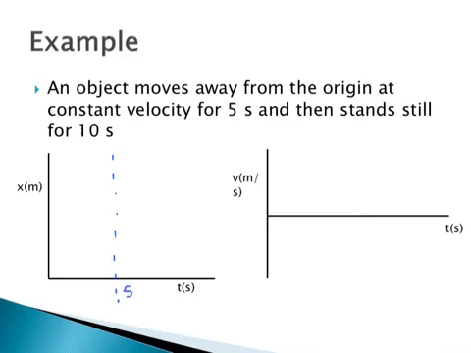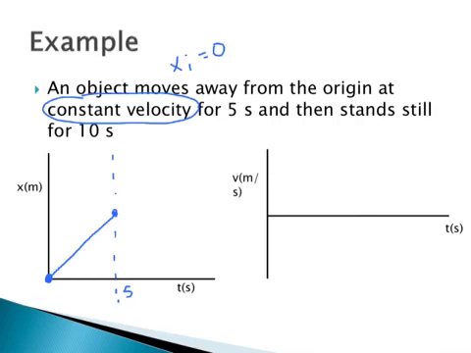It says the object moves away from the origin at constant velocity for 5 seconds. In this case, since I'm not told what x initial is, I'm going to assume it's 0. I'm going to assume, because I'm moving away from the origin, that I start at the origin. It should make sense. If you start at the origin and you walk away from it, you're obviously going to move away from it in the positive direction. So here I move away at a constant velocity, and constant velocity I have to show with a straight line. So I'm moving away from the origin at constant velocity until I reach this time period of 5 seconds.